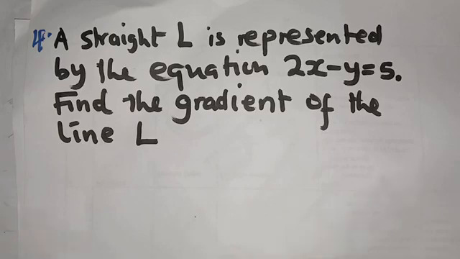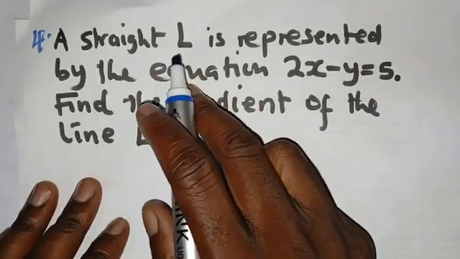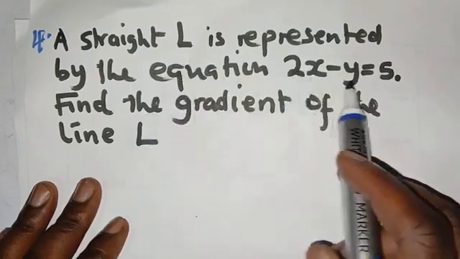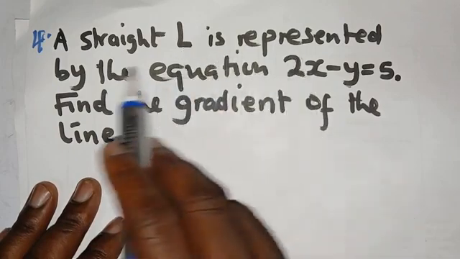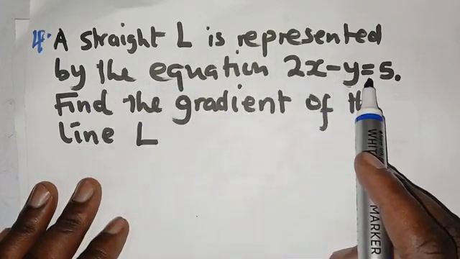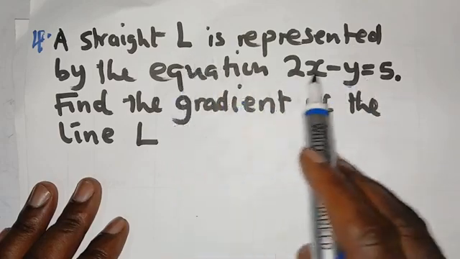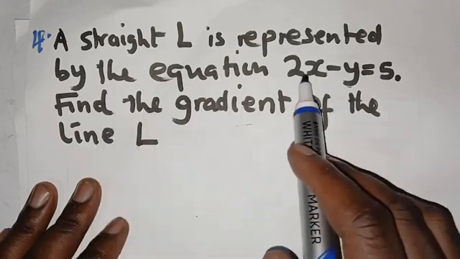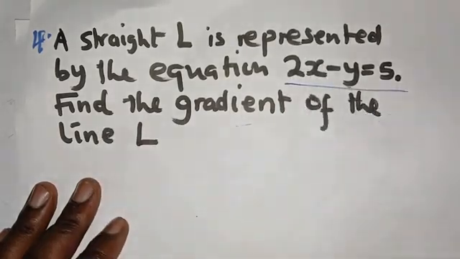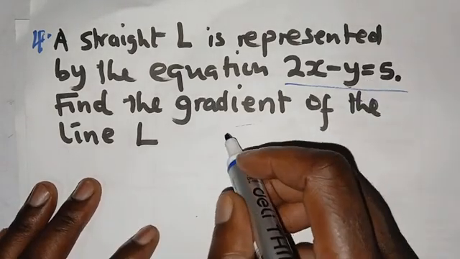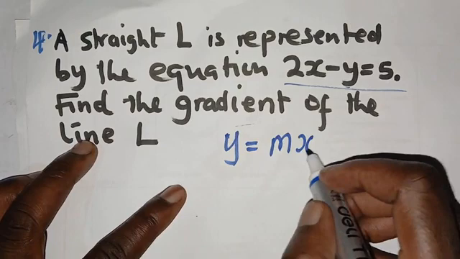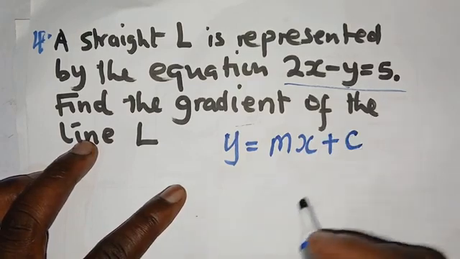Okay, so let's look at this question now. So we are being told that a straight line L is represented by this equation. So find the gradient of the line. In other words, we're just saying find the gradient of this equation. That's the question here. So to find the gradient of this equation, we need to write this equation in this form: y is equal to mx plus c.